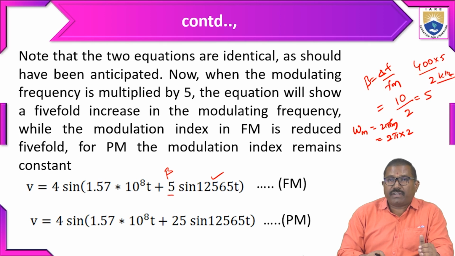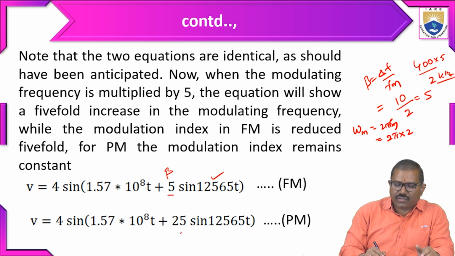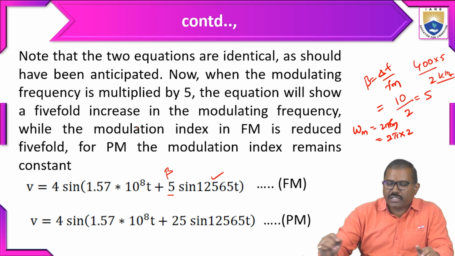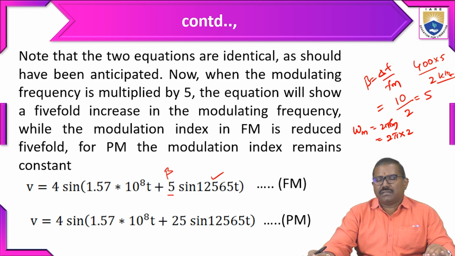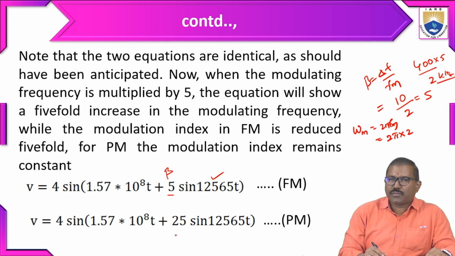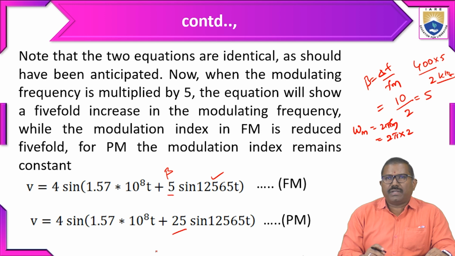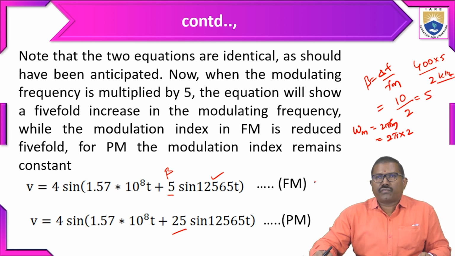Previously you wrote some expression for Fm. Now it is increased to 12565. But in PM, it remains constant. So the modulation index in FM is reduced 5-fold. Here, frequency is multiplied by 5, whereas the modulation index is reduced by 5 times. So that is the change for FM and PM. In PM the beta value is similar, but in FM it is a 5-fold decrease. So this is the solution of this problem.